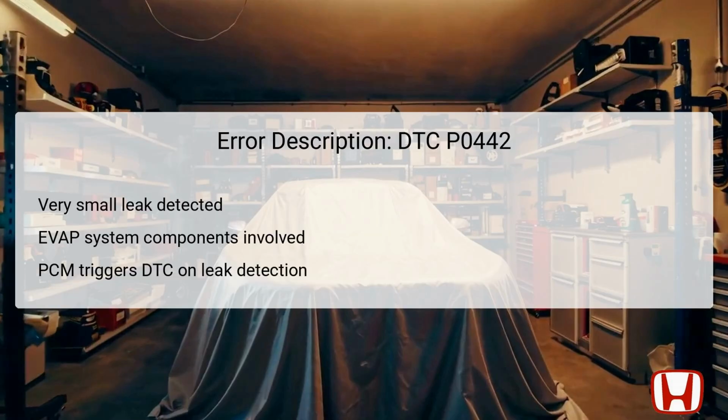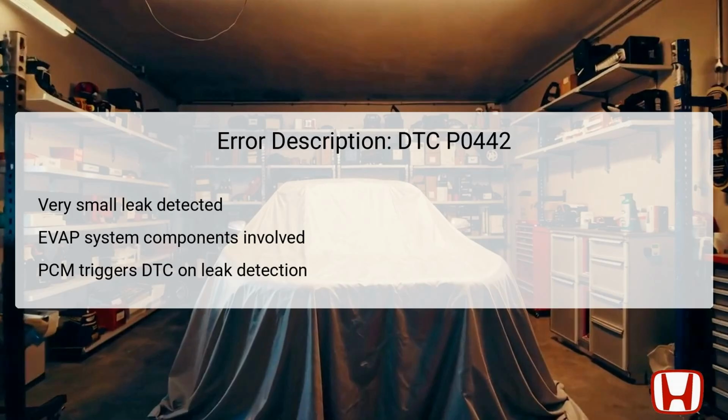DTC P0442 signifies that the Evaporative Emission, EVAP, system has identified a very small leak. The relevant components involved include the fuel tank, the EVAP canister, purge valve, vent shut valve, and associated hoses. The EVAP system is responsible for capturing and recycling fuel vapors from the fuel tank to reduce harmful emissions into the atmosphere. The PCM, or Powertrain Control Module, plays a vital role in monitoring the system's performance.